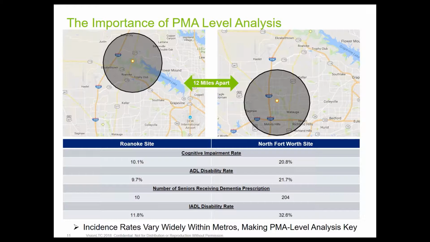If you look on the left-hand side of the slide, what you can see is that the Roanoke site has about half of the need on each of those 4 metrics of the North Fort Worth site, despite being only 12 miles away.